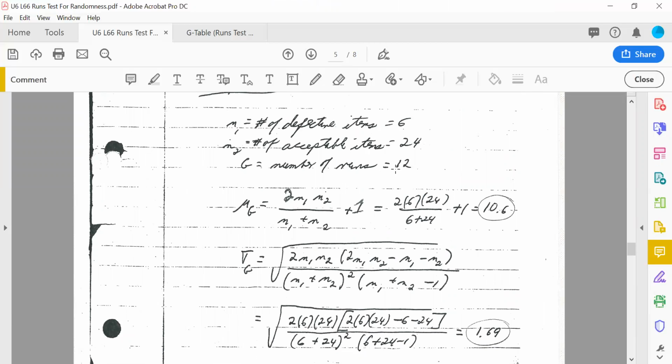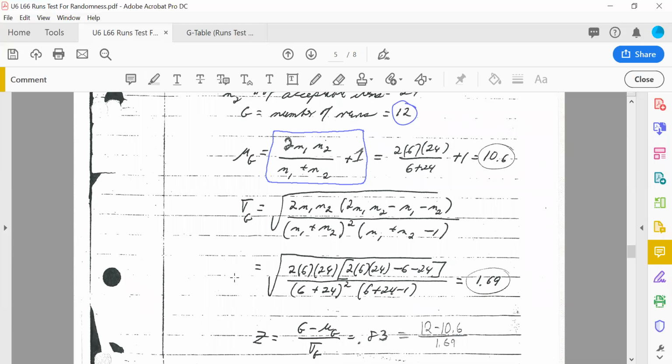Great. So if you know this number, you're 1/3 of the way to the Z-score. Mu sub G represents this entire thing right here. And notice I'm boxing the +1. People do this entire fraction, and then guess what they forget to do? The +1. And it's all just based on N. So 2 times N1 times N2 divided by N1 plus N2, and then get that fraction and then +1. Don't forget the +1. And you get the 10.6 right there.